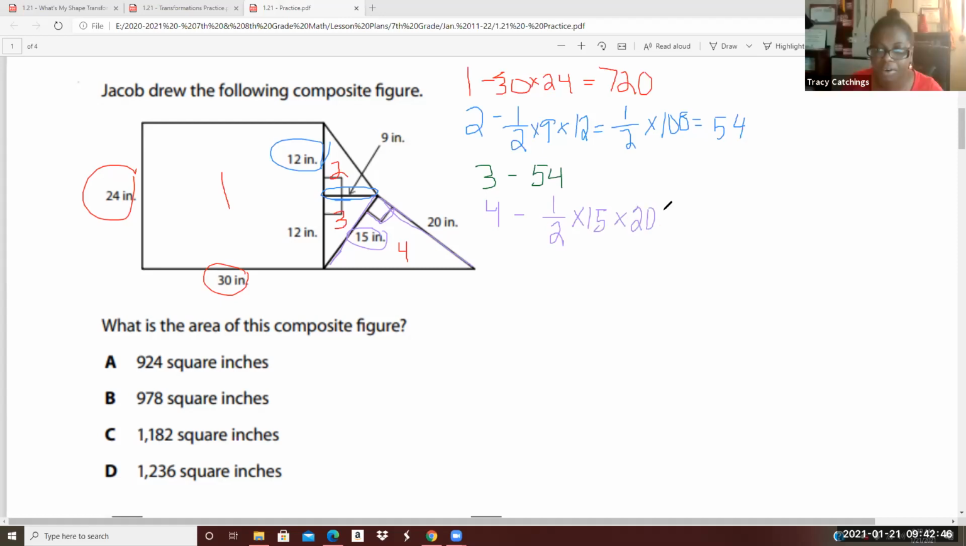So you don't have to be puzzled, just look at the pieces. So somebody do 15 times 20. 300. All right, somebody take half of 300. 150. Good job. All right, now that we have all 4 pieces, add them together.